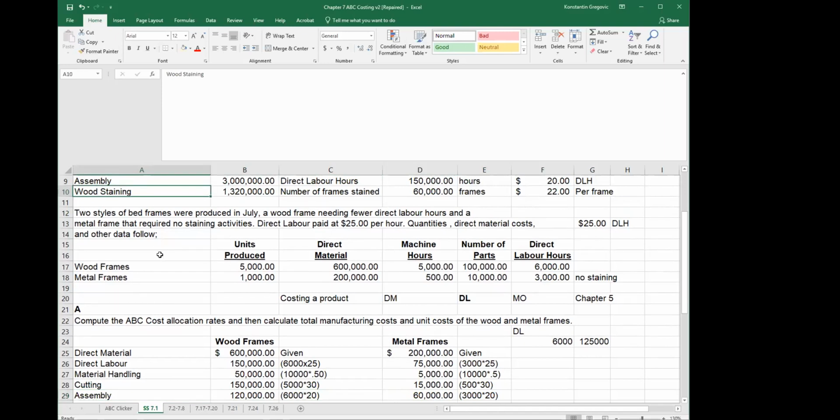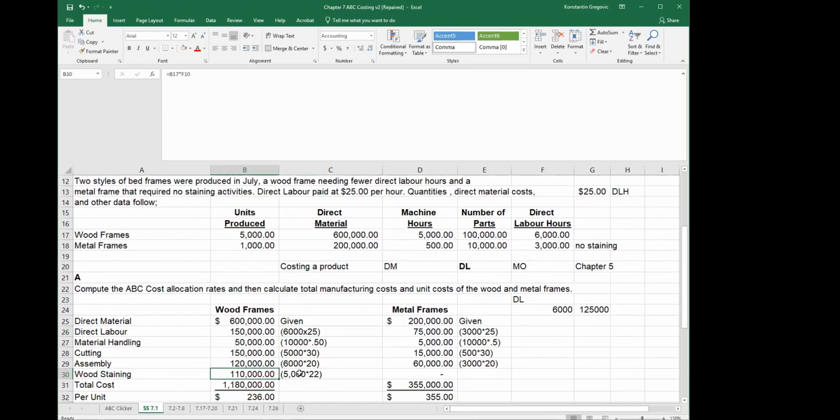So this is a bit of a trick question. What is the wood staining cost for wood frames? So wood staining, $22 per frame. The per frame is your finished product, right? So somebody give me a number for wood frames. 22 times what? 5,000 units. Very good. 110,000, good. What about metal? It's zero. Excellent. So wood stain 110,000, metal does not have any wood staining, it'll be zero.